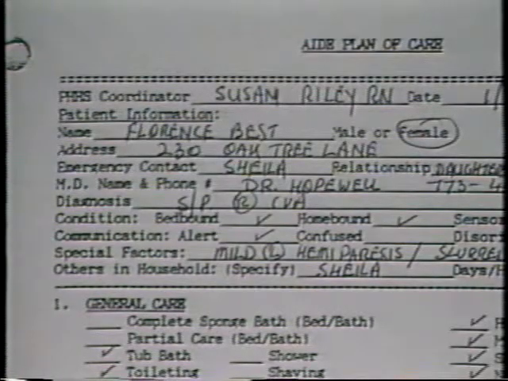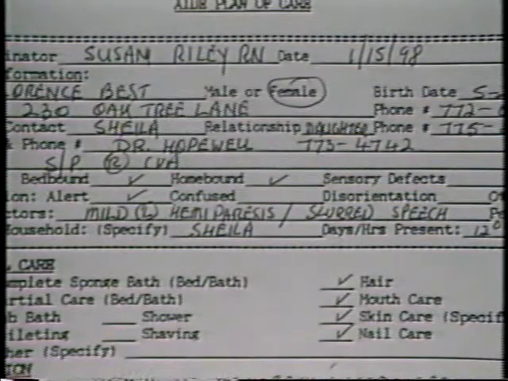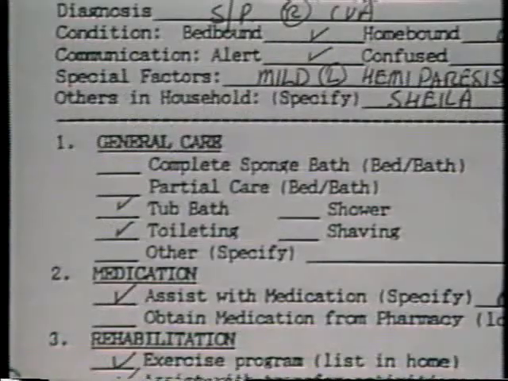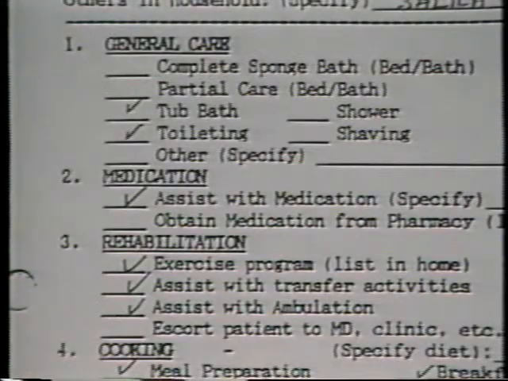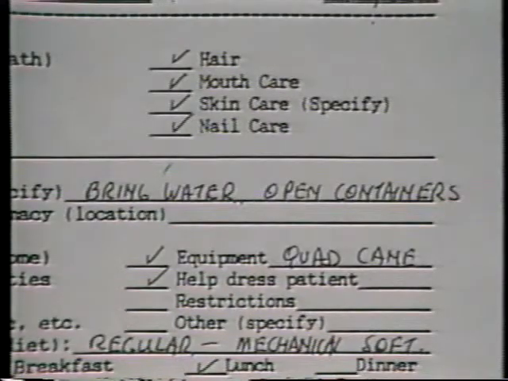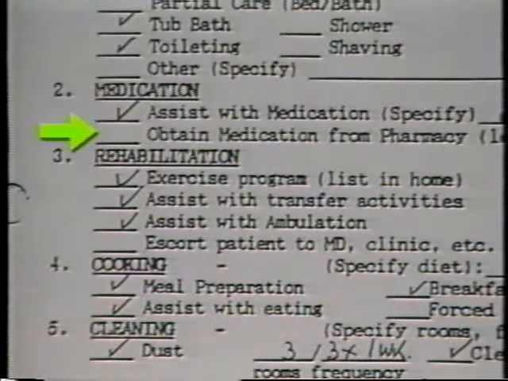The first section gives the client's demographic information, the emergency contact, and the client's physician. It then details the client's condition, including sensory defects, the client's ability to communicate, special factors to be considered, and the care being provided by others in the household. The section on general care details toileting and skin care. The medication section specifies how the aide will help the client take the prescribed medication and whether the aide needs to obtain it from the pharmacy.